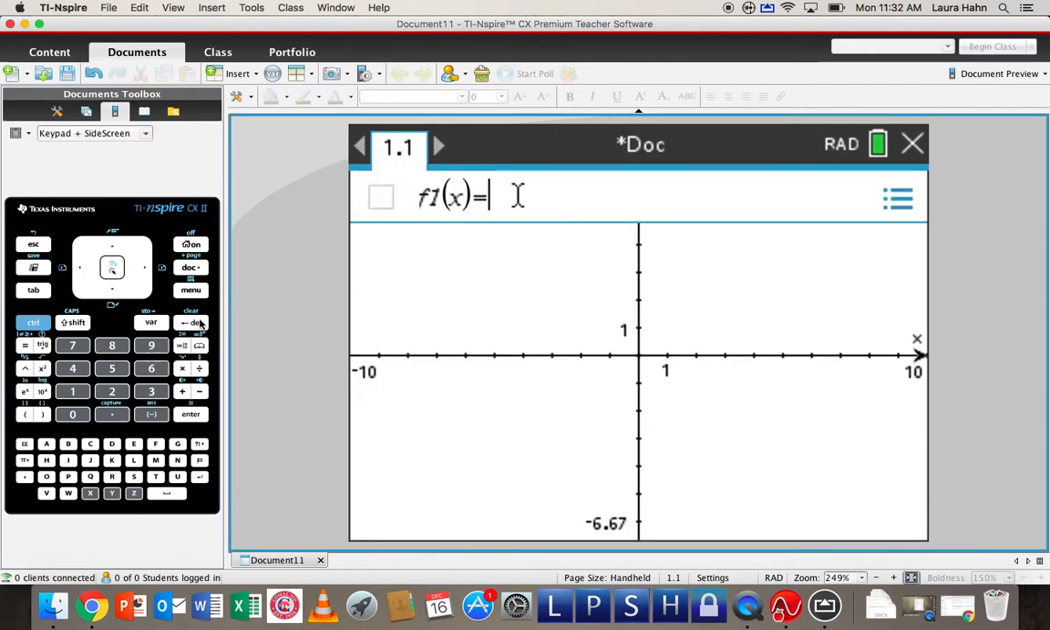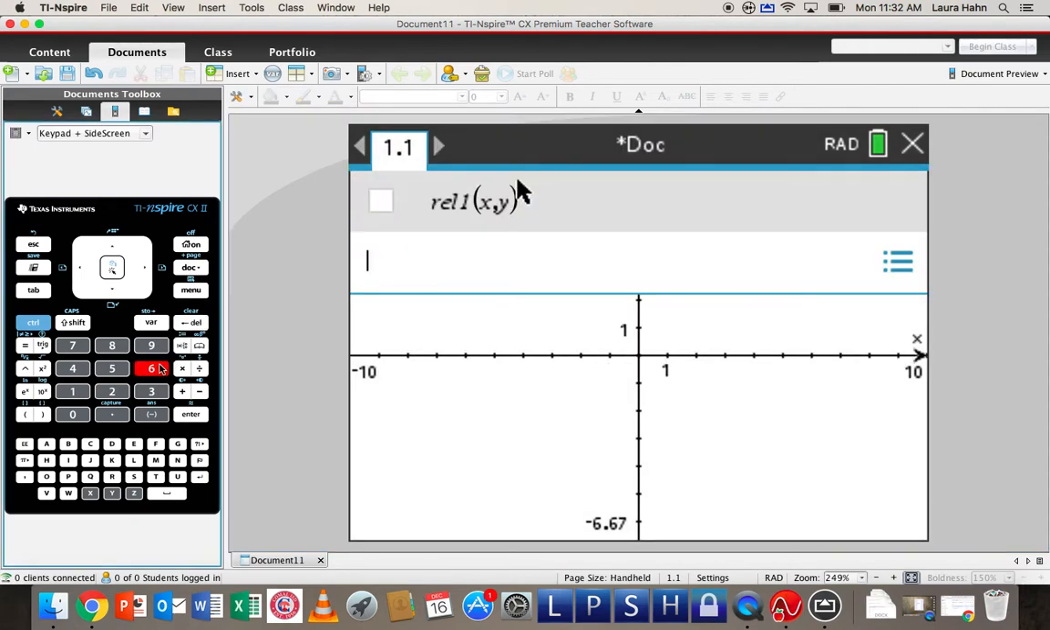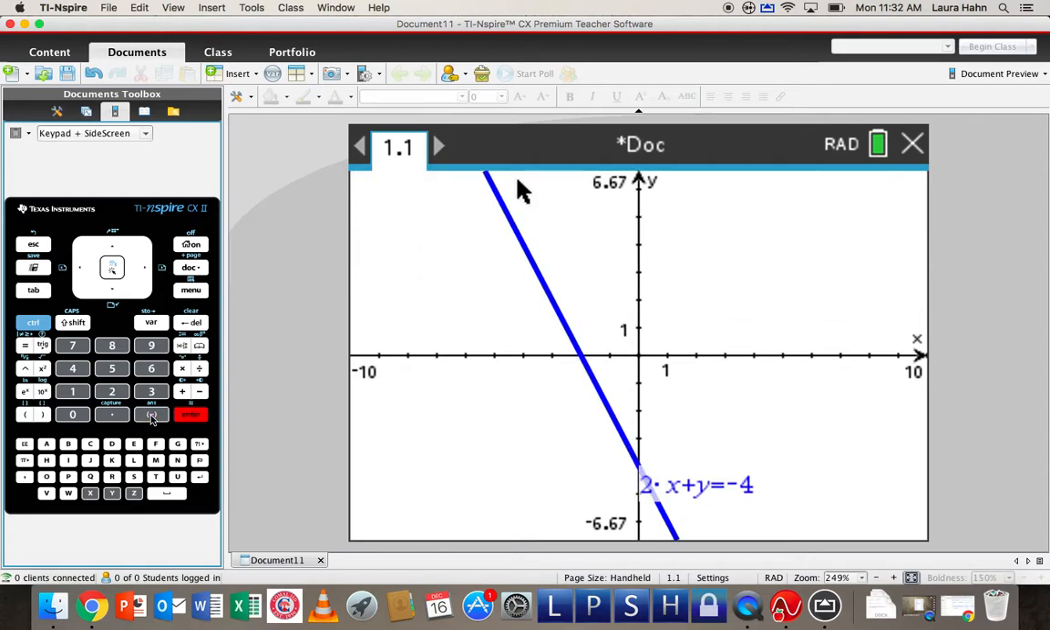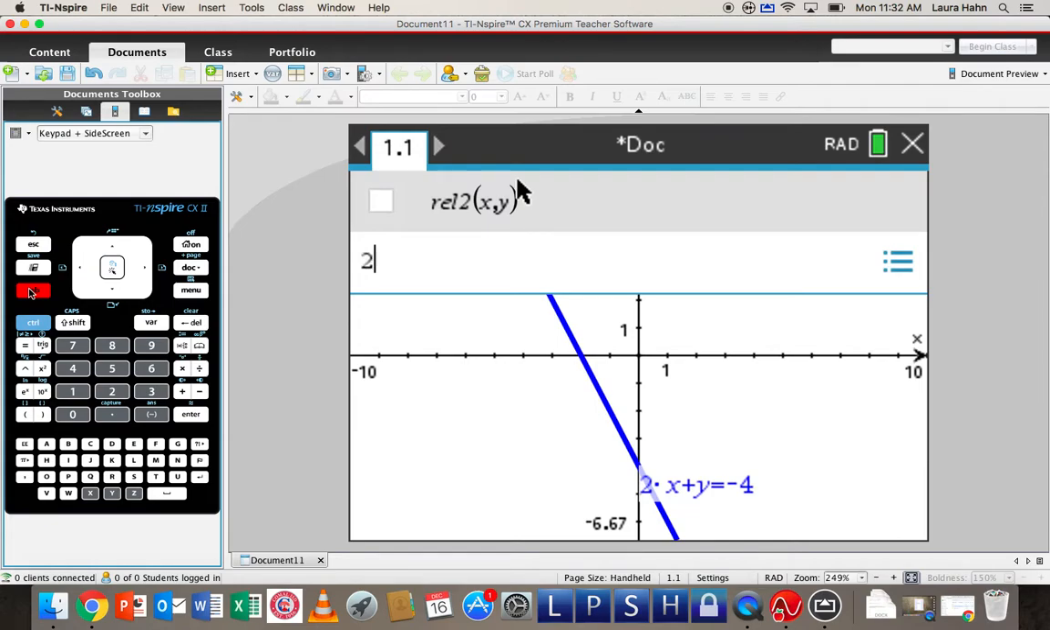So I'm going to delete my equal sign, pick option 6, and type in my first equation, which is 2x plus y equals negative 4. Okay, that's only one of mine. So now I need to click tab so I could type in my second one, which is 2x minus 3y equals negative 12.